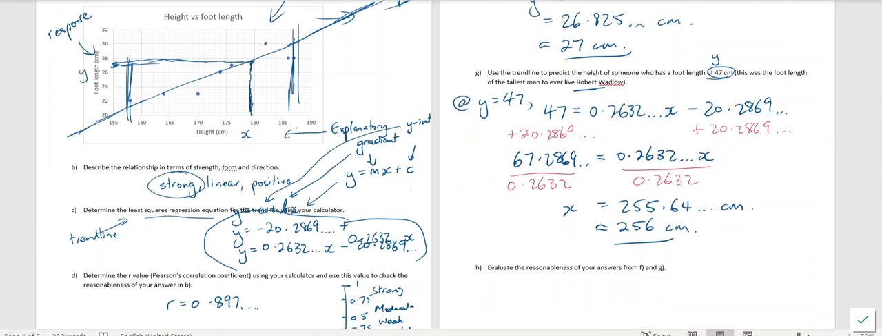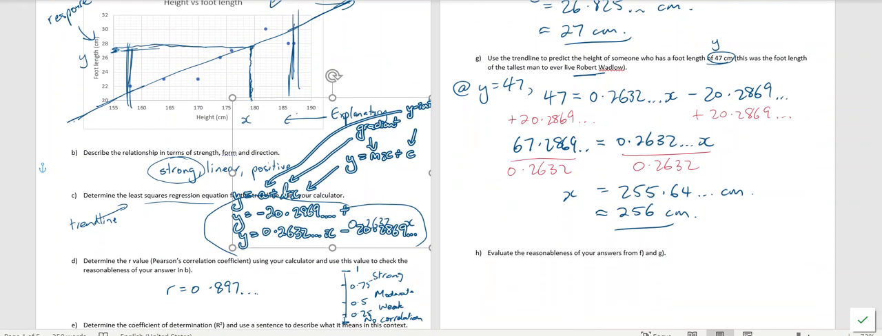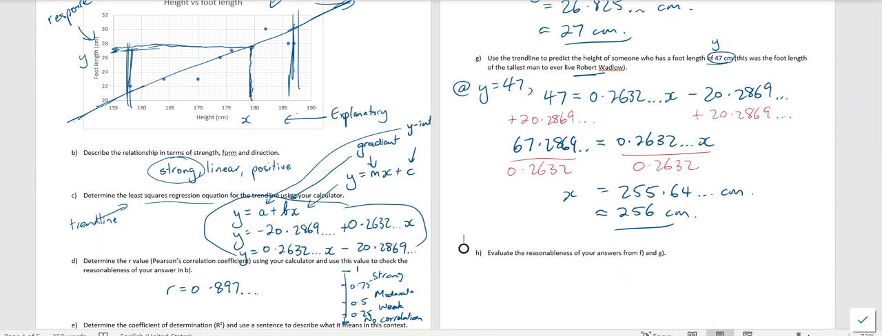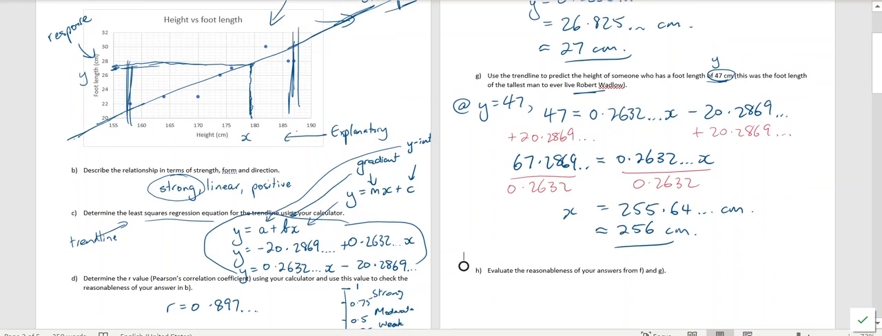We've got a reasonably good R value to say, well, that is a reasonable value to get for the height of someone who has such a big foot. So it is a reasonable answer in that respect, even though we're off by a bit under 20 centimetres. So that's how you can use your calculator to get a least squares regression line, and then how you can use that line to do that. For further exercises like this, get exercise 2.3 in your text.